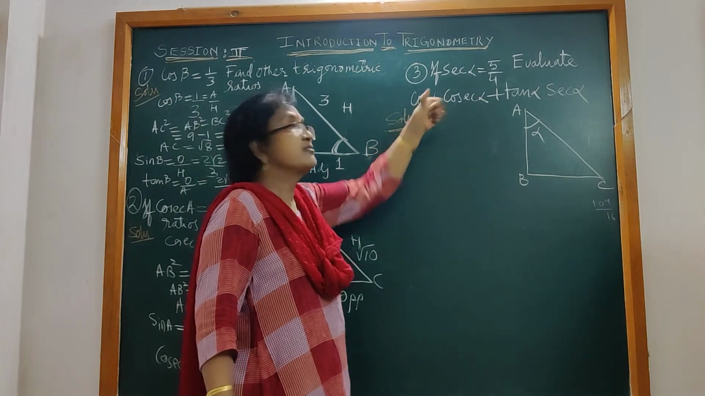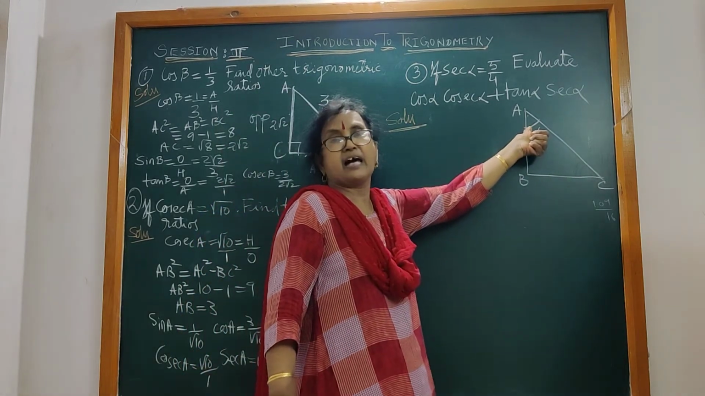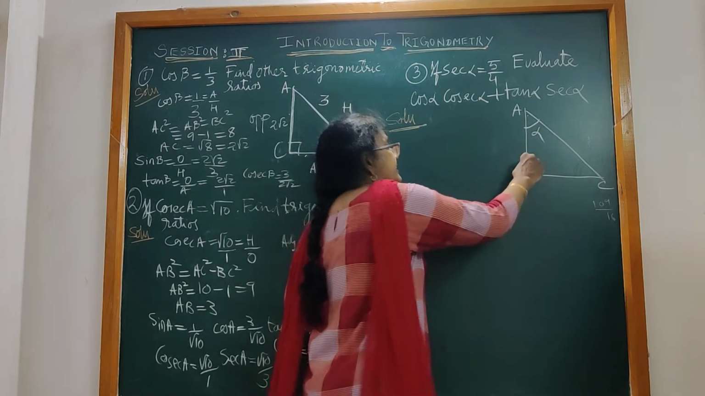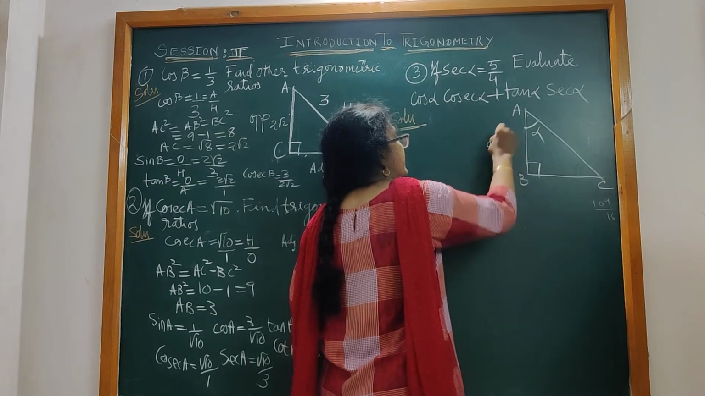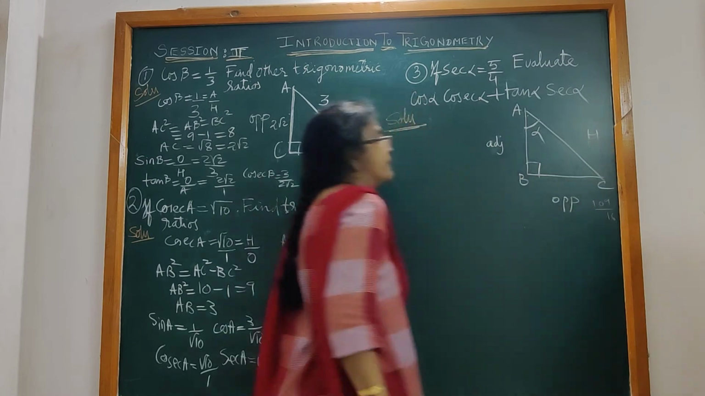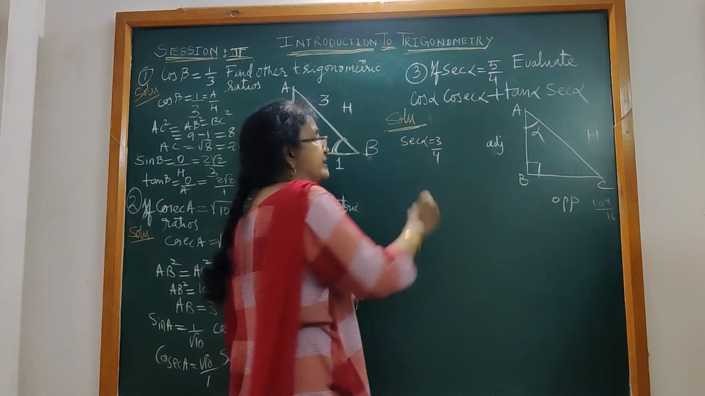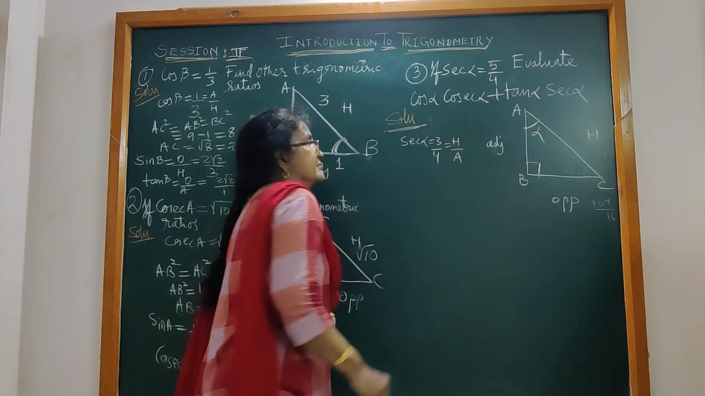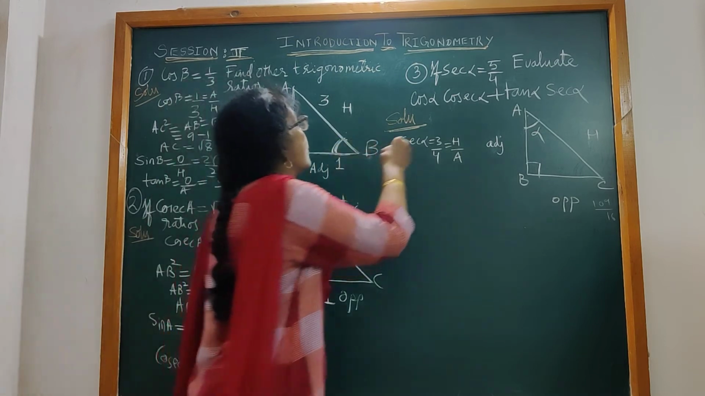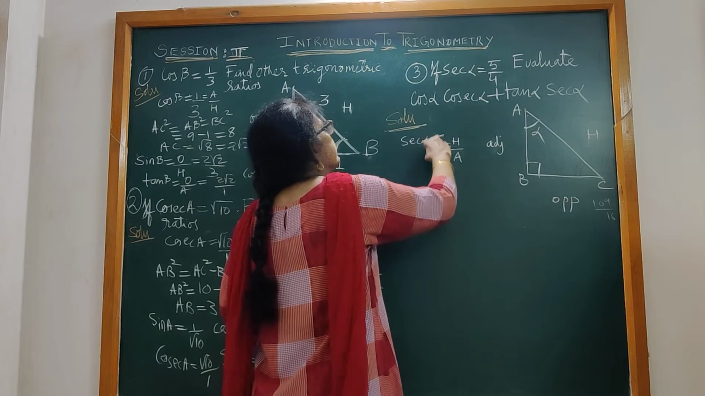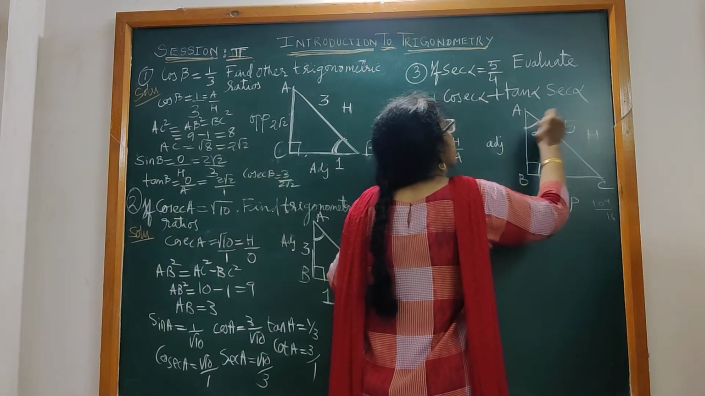Now the next example, if sec alpha is 5 upon 4. Alpha is a Greek letter, I have taken the unknown angle A as alpha. B I have taken as 90. This is alpha, so the angle should always be on the adjacent. So this becomes adjacent, opposite, hypotenuse. The ratio of sec alpha is hypotenuse upon adjacent. Sec alpha is 5 by 4. So hypotenuse becomes 5 and adjacent becomes 4.